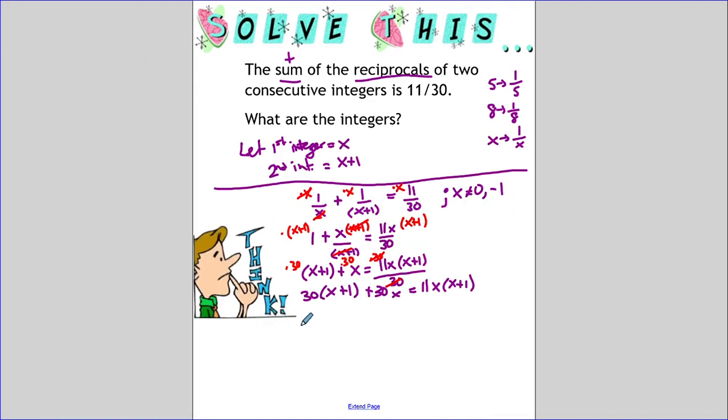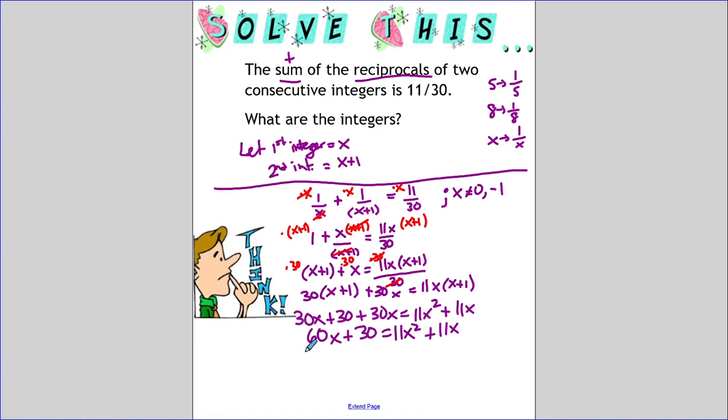Now let's start to expand this out. Looks like I have 30x plus 30 plus 30x is equal to, and then x times x is x squared, times 11, so I have 11x squared, and then 11x times 1 is just 11x. Now I'm going to combine my x terms together. Looks like I have 60x plus 30 is equal to 11x squared plus 11x.